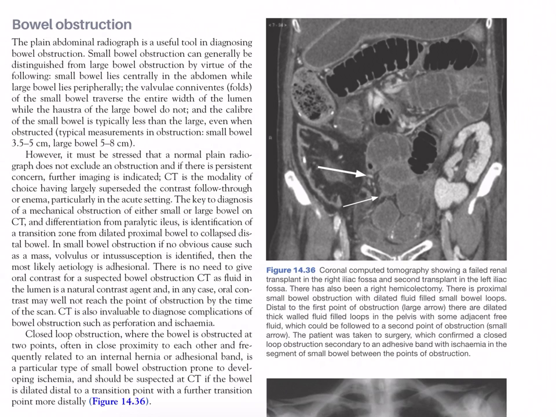The patient was taken to surgery, which confirmed a closed loop obstruction secondary to an adhesive band with ischemia in the segment of small bowel between the points of obstruction.